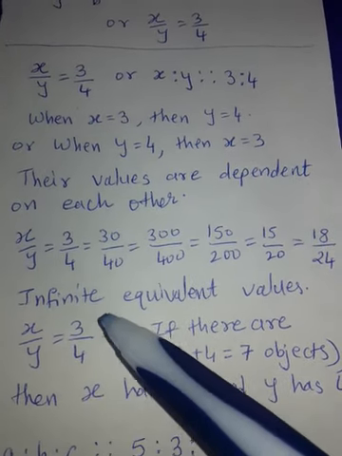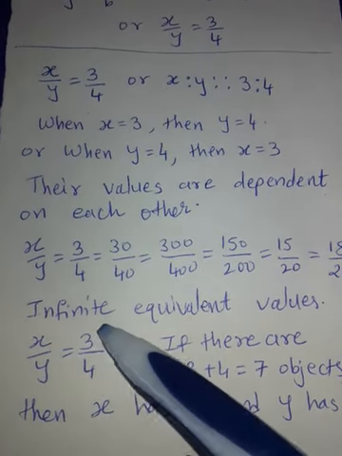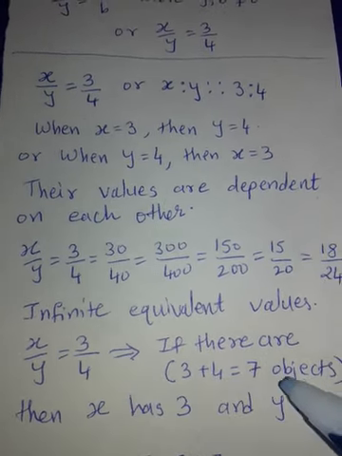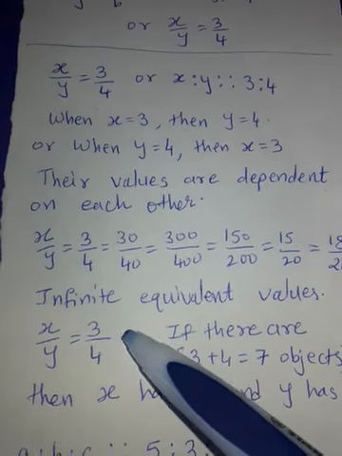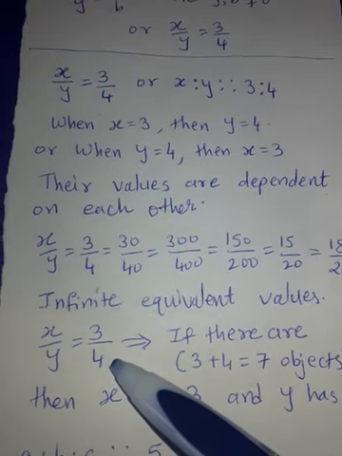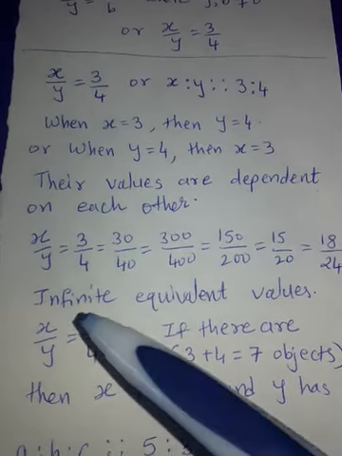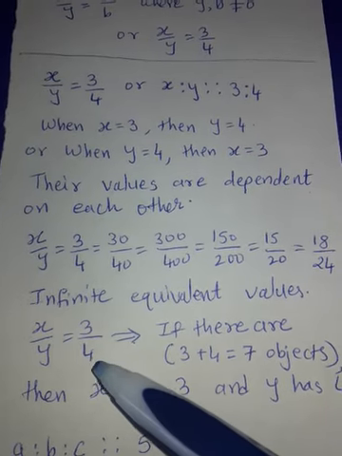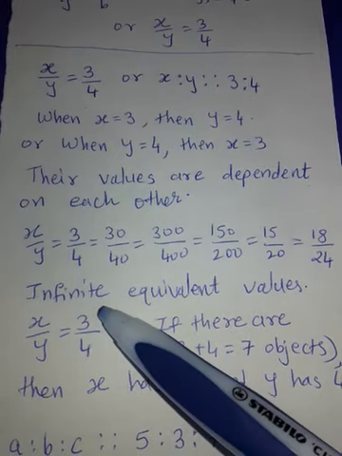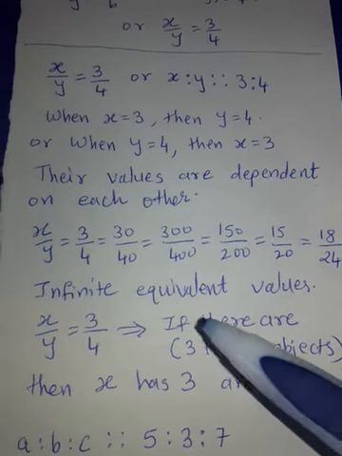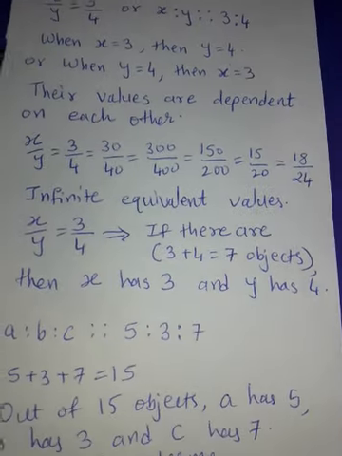x upon y is equal to 3 upon 4. Now if I add 3 and 4, it becomes 7. It will mean that if there are 7 objects, x will have 3 and y will have 4. That is the meaning. So if there are 70 objects, x will have 30 and y will have 40. It will go on like this. So if I add numerator and denominator, the total is 7. Out of 7, x has 3, y has 4.